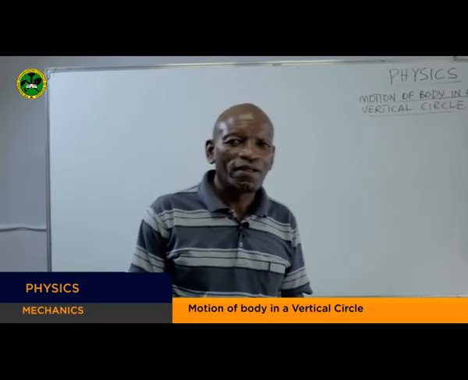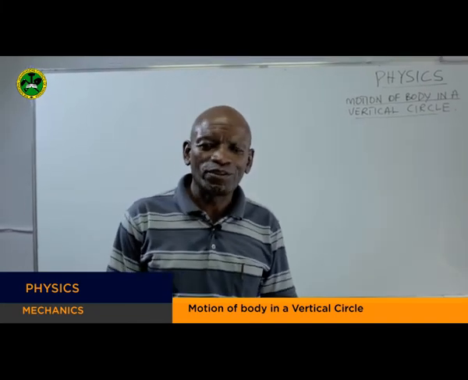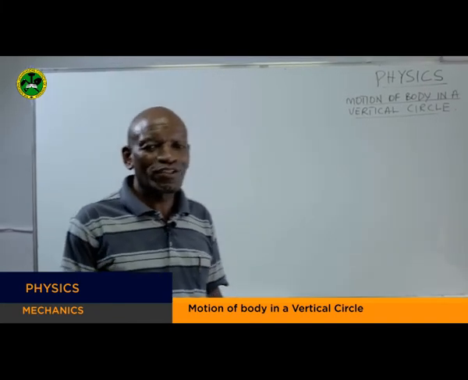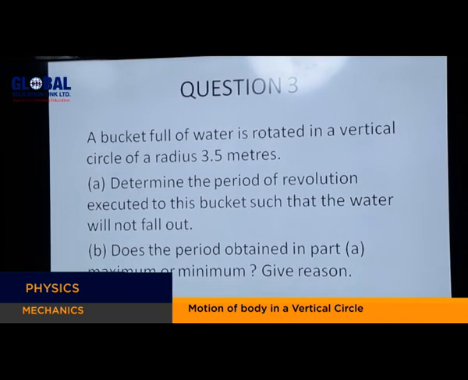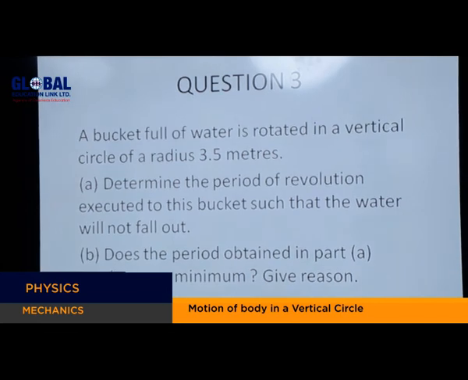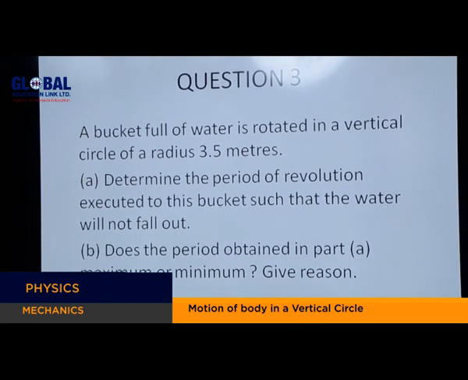Okay, students. Here now we have a question as homework for you to do at home. The question goes like this. A bucket full of water is rotated in a vertical circle of radius 3.5 meters. A. Determine the period of revolution executed by this bucket such that the water will not fall out. B. Is the period obtained in part A maximum or minimum?